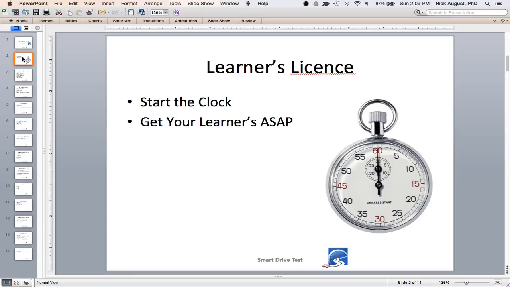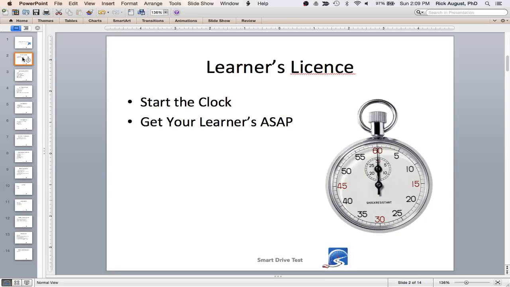Get your learners as soon as possible, because most of the learner phases are 1 year in duration, and the sooner you can get that clock ticking to wind down that 1 year, the faster you're going to get into your novice phase and be able to drive by yourself. So start the clock ticking as soon as possible. Go in and write your learners as quickly as possible.